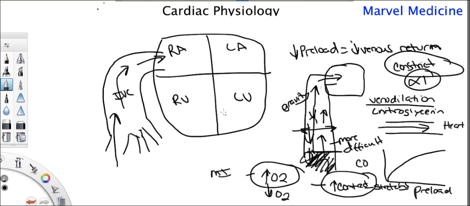If one part of my heart is getting ischemic, I want all of the heart getting a good amount of blood. I don't want one part using up a lot of oxygen and this part not getting enough oxygen. So when a patient has an MI, decreasing oxygen demand is one of the most important things. And how do we do that? By decreasing contractility. Make sense?